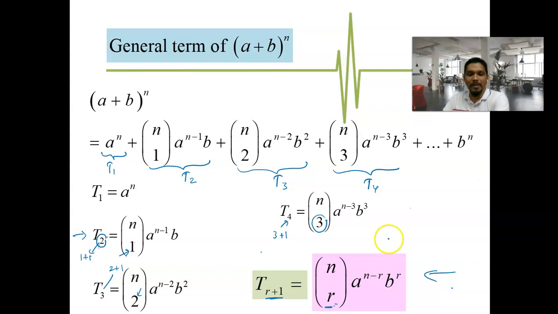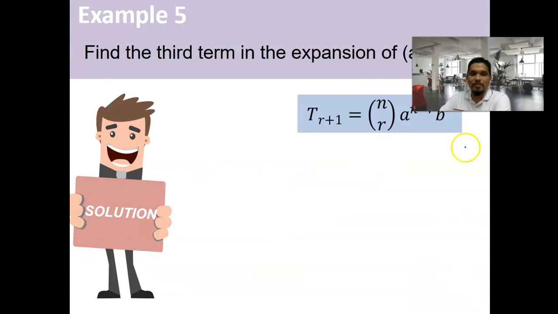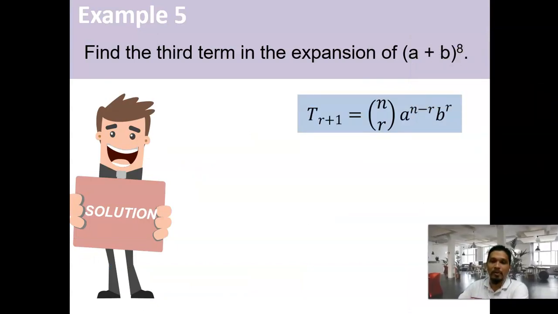Okay, so then the notation C(n, r), a to the power of n minus r, b to the power of r. Find the third term of the expansion of (a plus b) to the power of 8. So they want the third term, which means that is T3. So r plus 1, which is 2 plus 1. 3 is 2 plus 1. So then we get r equal to 2.